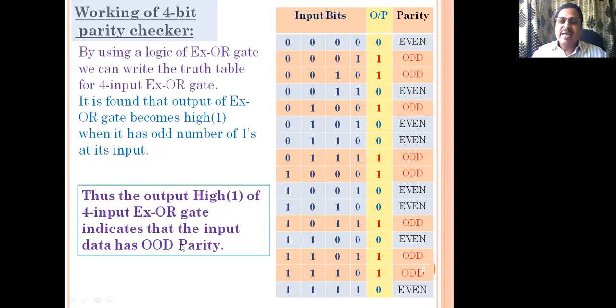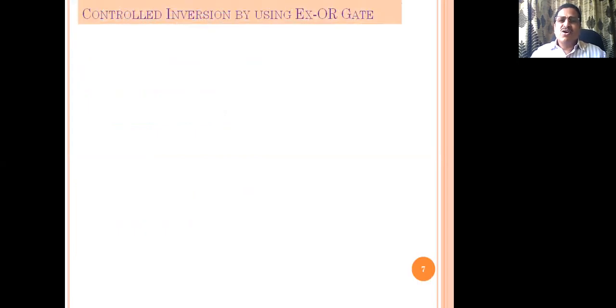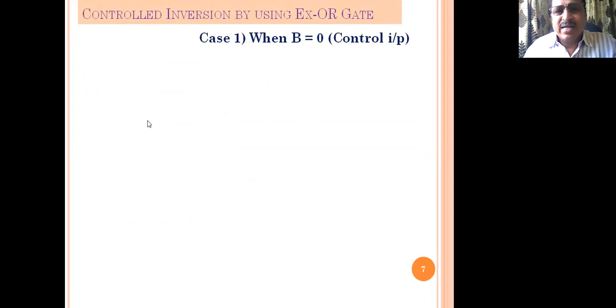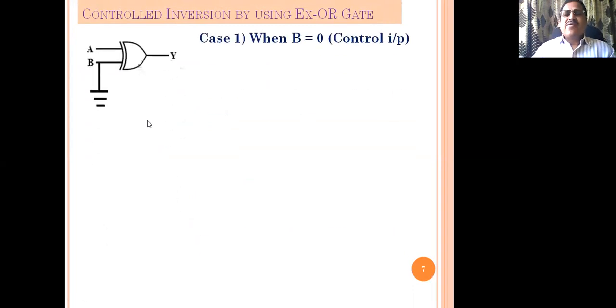Output high indicates that the input data has an odd parity. Is that clear? Now we'll go for the second application of the XOR gate, that is control inversion, or the controlled inverter, using an XOR gate. Very simple concept. We can understand the concept of control inversion with the help of a 2-input XOR gate. Here we are having a 2-input XOR gate.